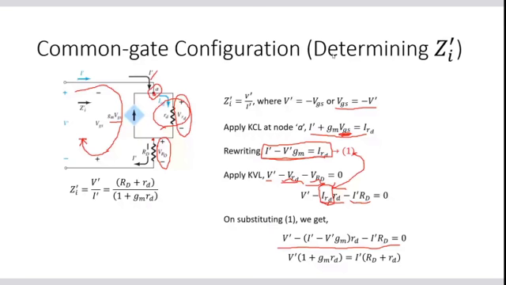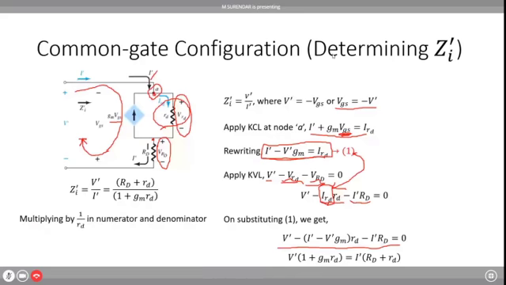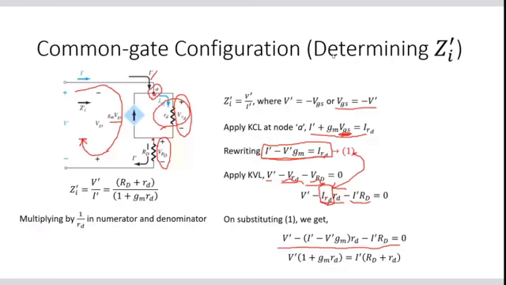Okay, you have to derive this. This is a very easy derivation. You just want to apply some KVL and KCL, and logically you want to mix the equations. That's it. Finally, I'm multiplying 1 by RD in the numerator and the denominator of Zi prime, so that I will get a still more simplified version of Zi prime.